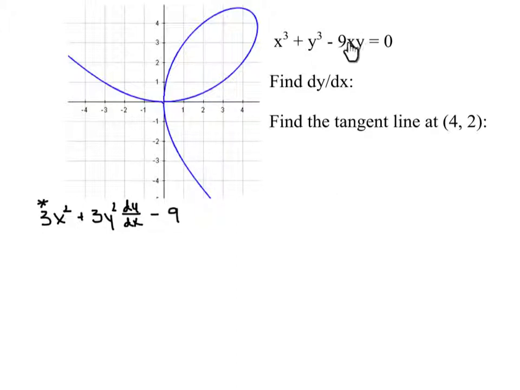Now, right here, x multiplied by y, we're going to need product rule. I'm going to put that in parentheses. So I'm going to have first multiplied by derivative of the second. Well, derivative of y is just dy/dx. Plus the second multiplied by derivative of the first, which is just 1. And the whole thing is still equal to 0. Let me make a pass here, get rid of parentheses. 3x squared plus 3y squared dy/dx.